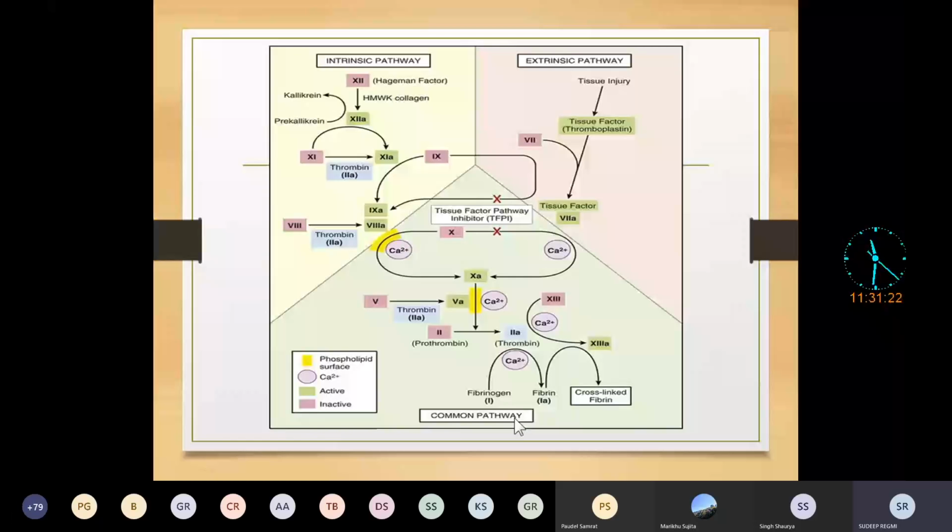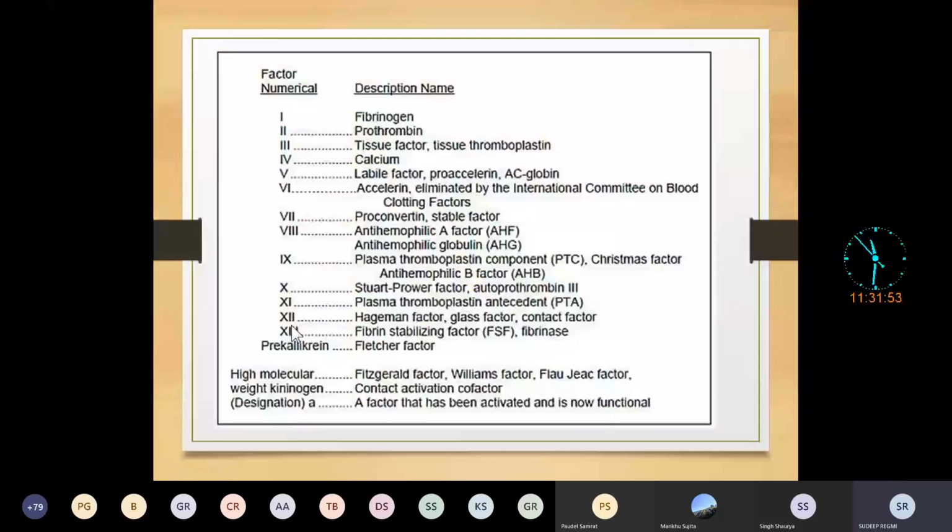Here you can see factor 12, factor 9, factor 11, factor 8, factor 5, factor 2. So there is a sequence of events ultimately leading to the formation of fibrin, and in many of the reactions, calcium and phospholipid surface is required. There are almost 13 factors. These are the names.